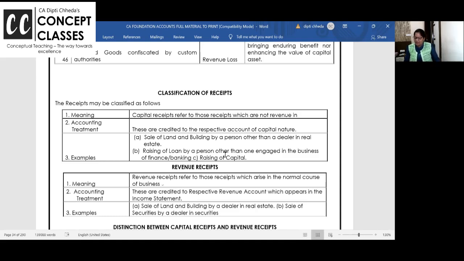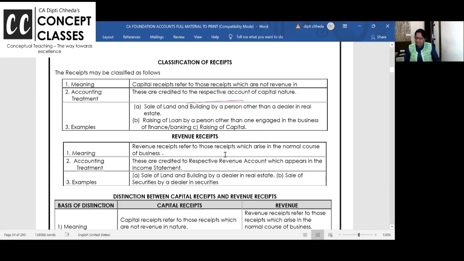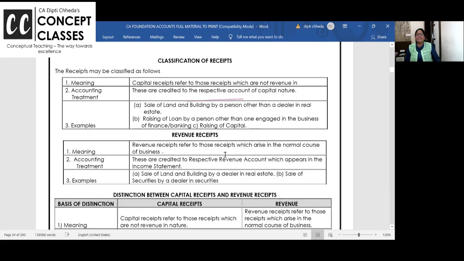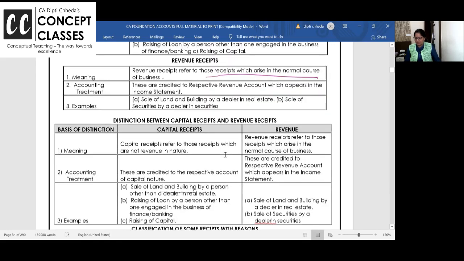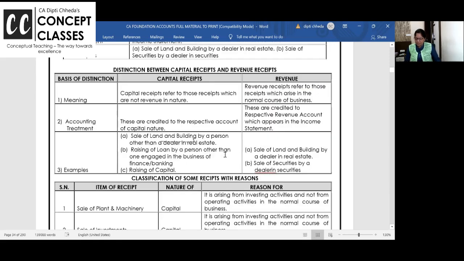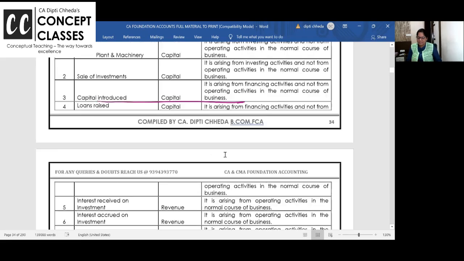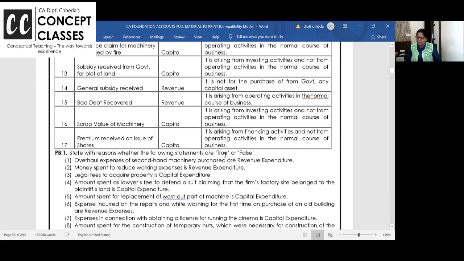Revenue receipts are routine income, from sales, from interest, and so on. So the distinction between capital and revenue receipts is given. Look at this. When a partner brings in capital, it's a capital receipt. When you raise a loan, it's a capital receipt. Interest on investment is a revenue receipt, and so on.